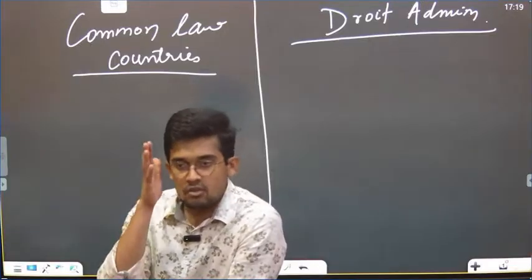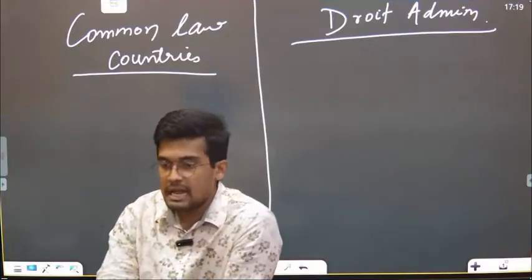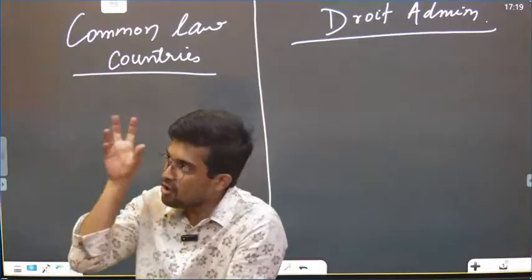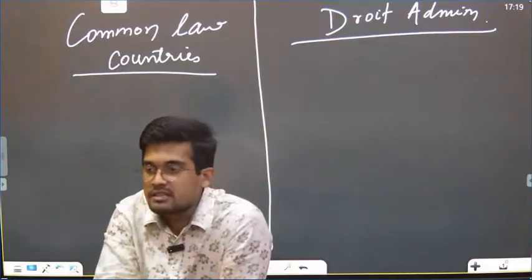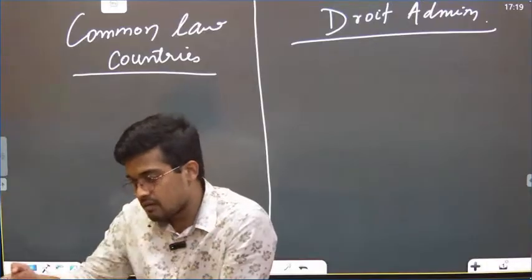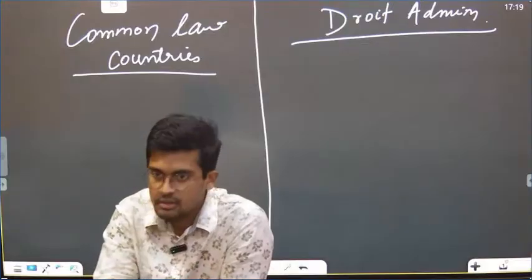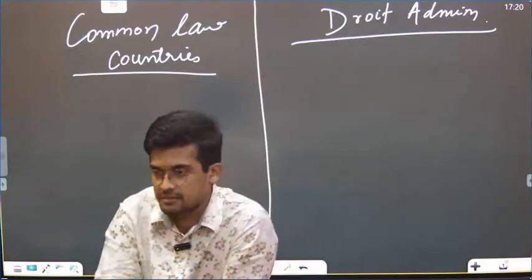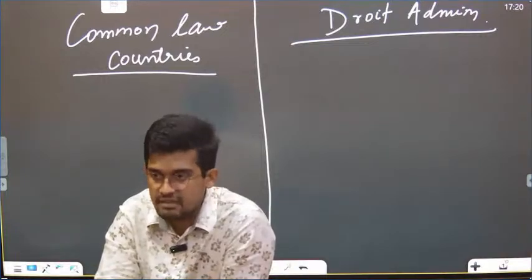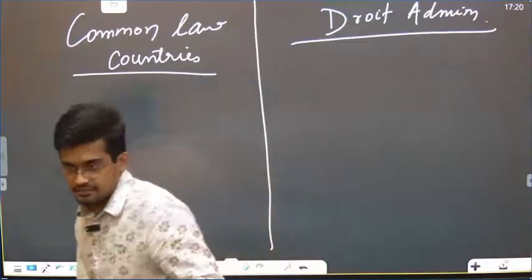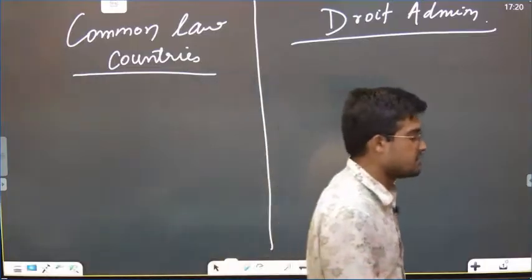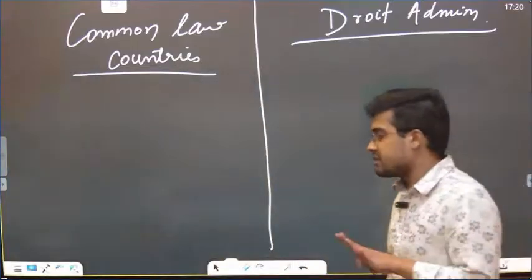That means normal citizens have a different law. The people who work in the government administration have a different set of laws that regulate their day-to-day administrative affairs. Are you able to understand? A different regulation for administration, a different regulation for normal citizens. Two sets of laws are there in countries such as France. It's called droit administratif. And in common law countries, there is one particular law for everybody. Now conceptually you understand.